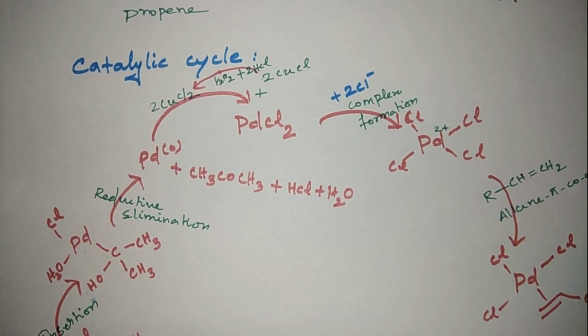In the Wacker process, we should not forget some points. In the Wacker process, alkene is converted into acetaldehyde. The main catalyst is palladium chloride and the co-catalyst is CuCl2, copper chloride. Cu2+ acts as a co-catalyst. The role of the co-catalyst is that the zero oxidation state of palladium is converted back to palladium 2+. The active species is palladium chloride. These are the important points in the Wacker process.